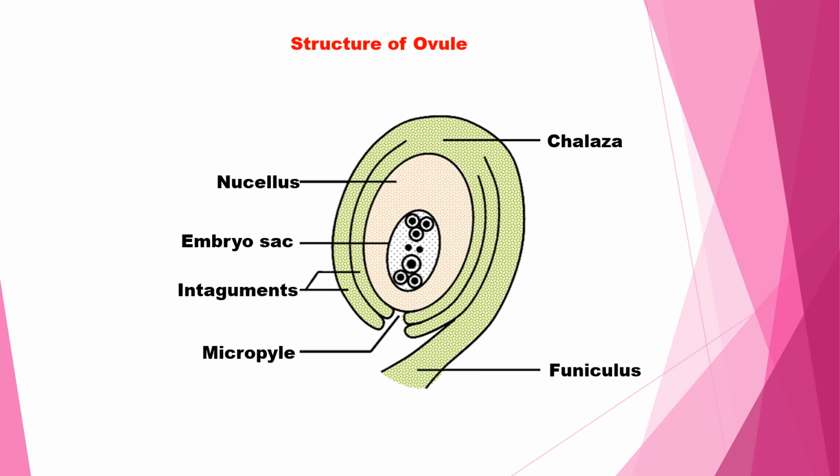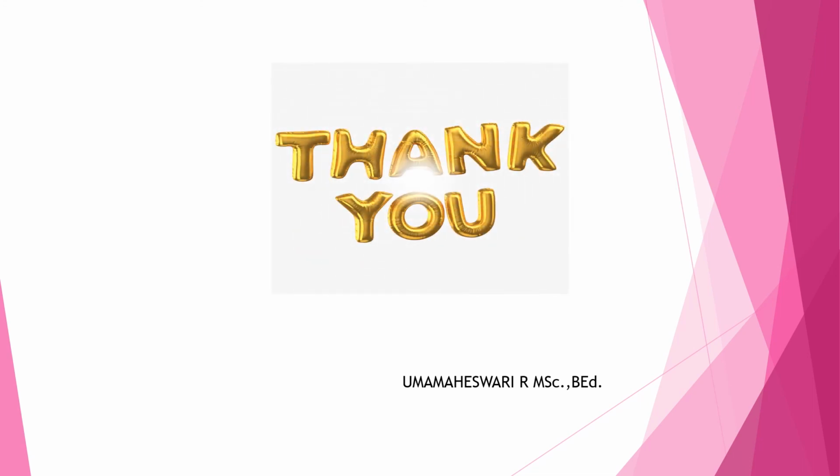Fertilization is the main part of sexual reproduction. Pollination and fertilization are the processes of sexual reproduction in plants. About that, we'll see in the next video. Thank you, children. Thank you.